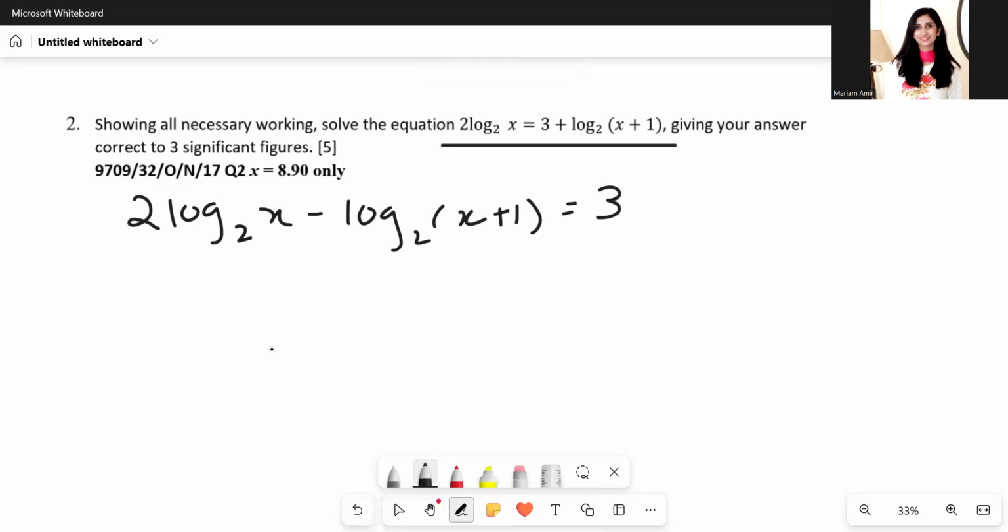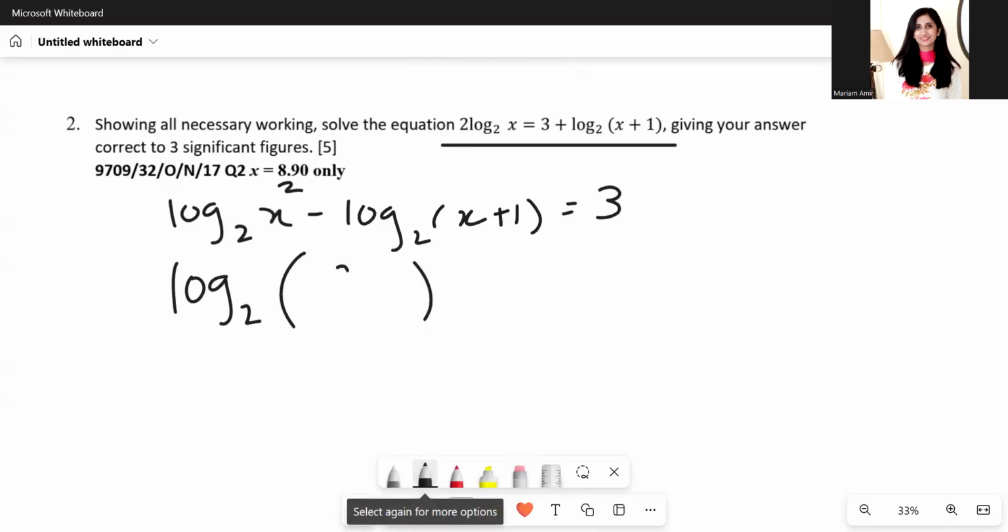Now we can merge these two log terms into a single log term. First of all, we'll have to move this 2 into the power using the log rule. Now we'll use the other log rule, which takes log base 2 common and then divides these two values. Now we're going to send log base 2 to the other side, and we know it becomes 2 cubed.